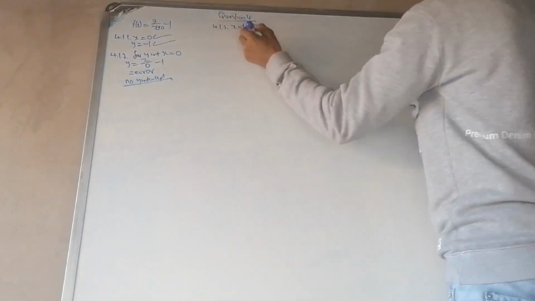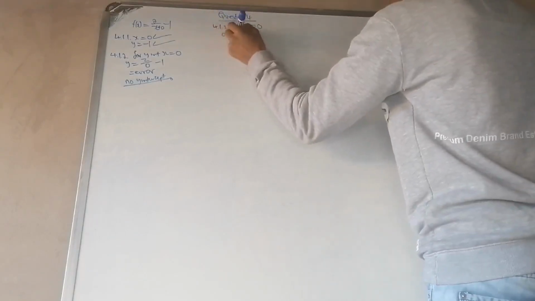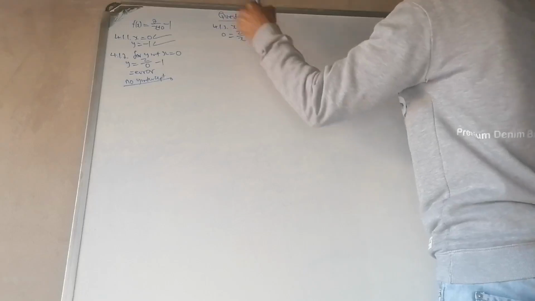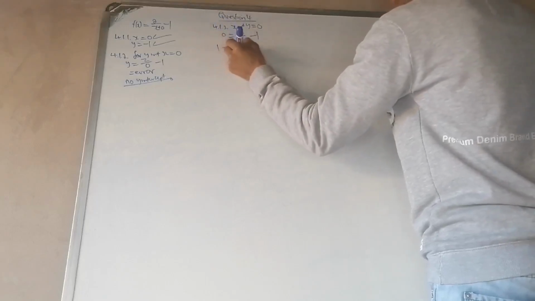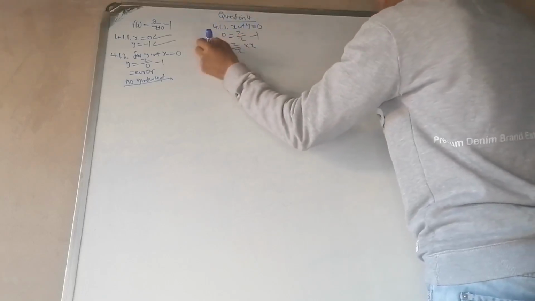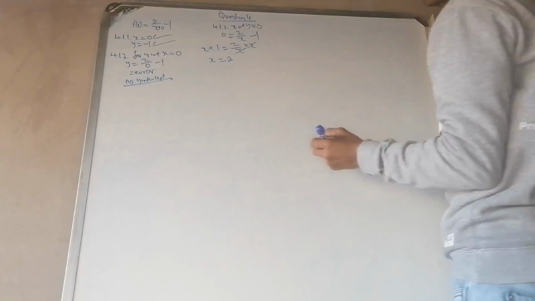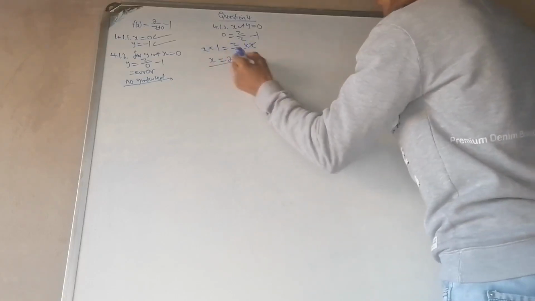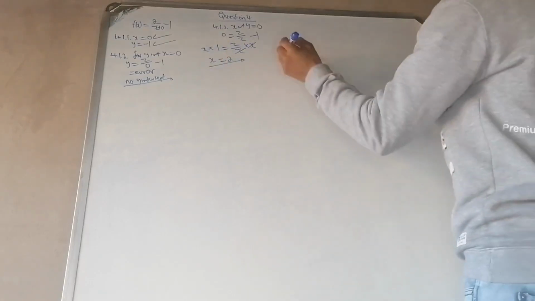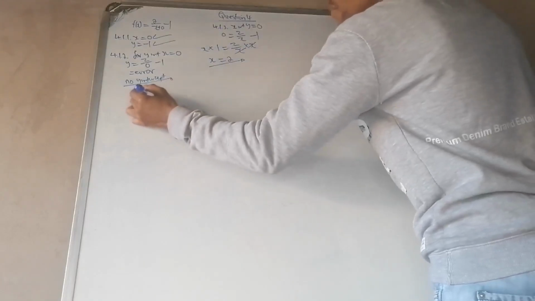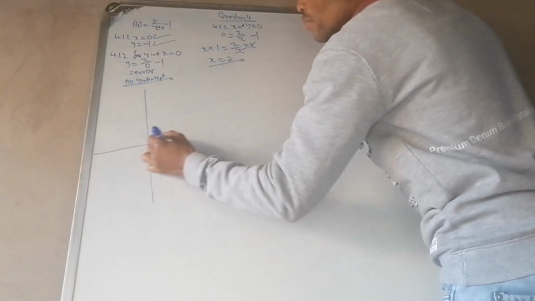For the x-intercept, y is 0. So 0 equals 2 over x minus 1, which gives 1 equals 2 over x. Multiply both sides by x and you will find x equals 2. Right, so I can draw that function.